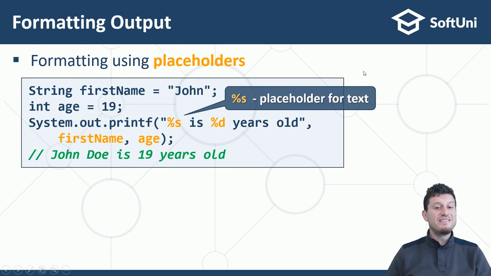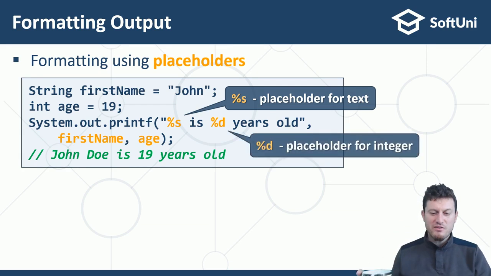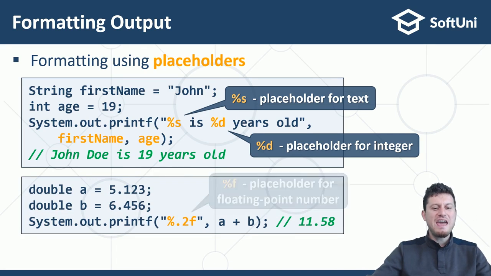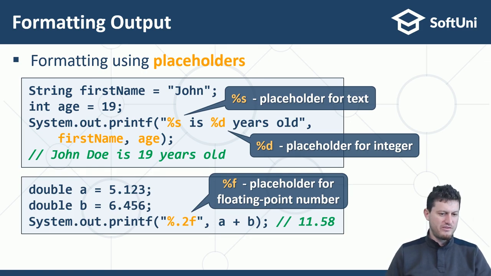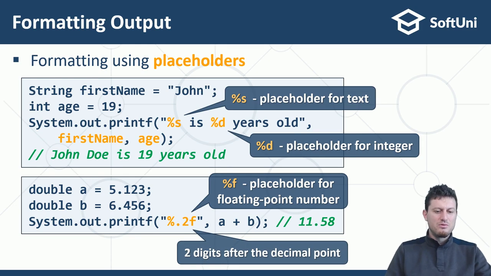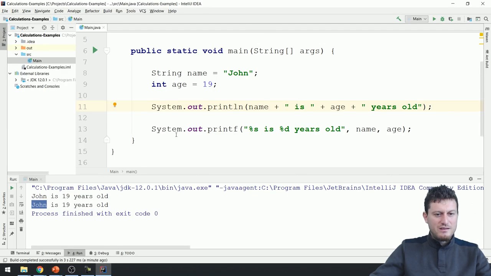Let me show you. %s means placeholder for text. %d is placeholder for integers. And there are other placeholders, but we'll mention them later. %f is placeholder for floating point numbers. And we can also format this floating point number like this, %.2f, which means print a floating point number with 2 digits after the decimal point. I will demonstrate this to you.